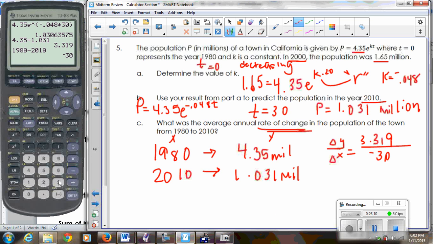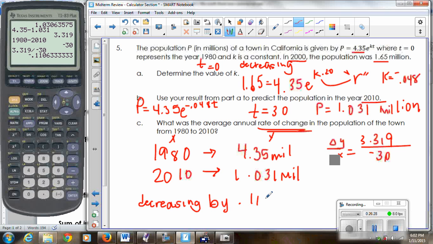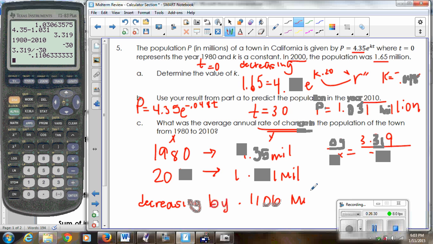And then if I just divide 3.319 by negative 30, I find that the population is decreasing by 0.1106 million people per year. There you go. So that's how you do that problem.